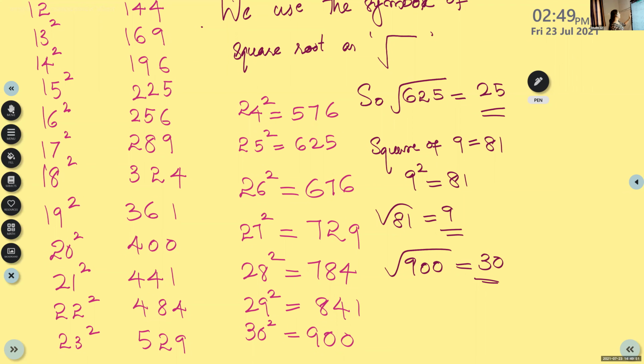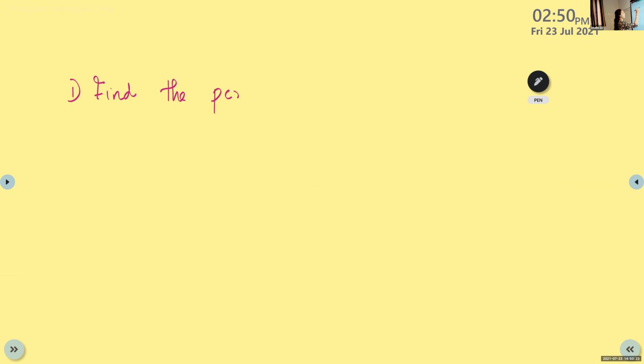Okay, first question is: find the perfect square between 30 and 40. Which is the perfect square between 30 and 40?